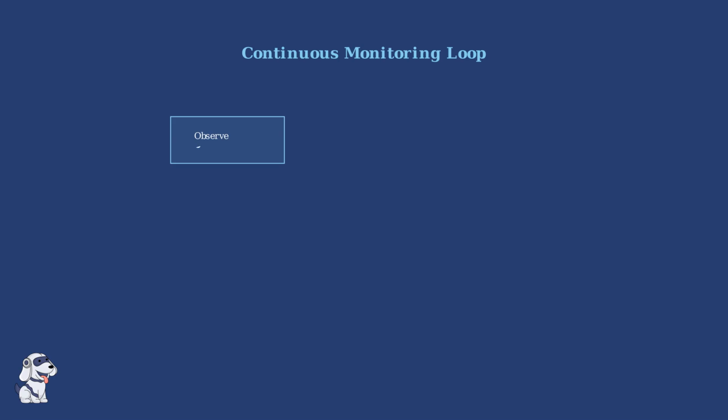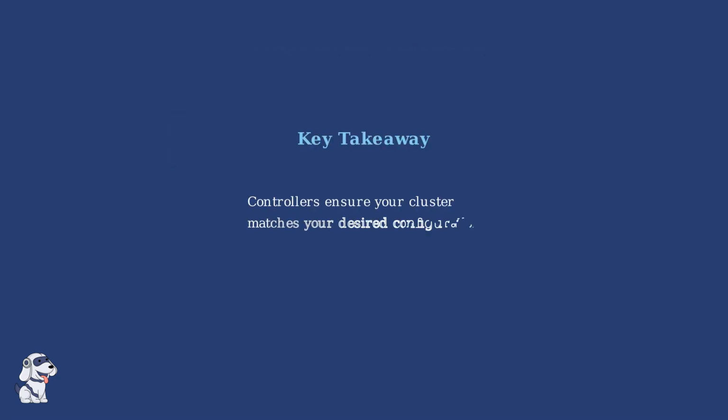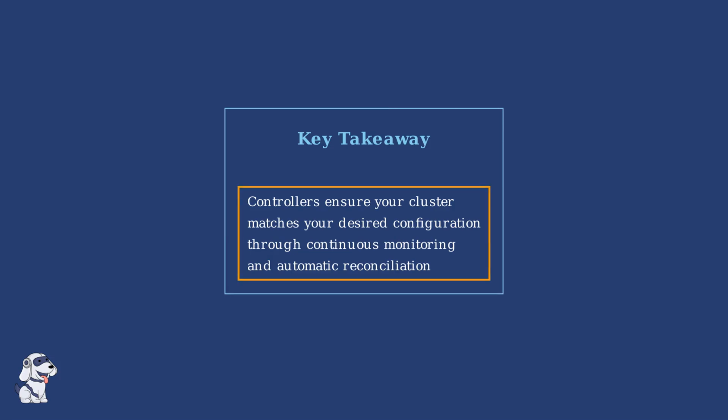This process never stops. Controllers run in a continuous loop. They observe the current state, compare it with the desired state, and take action when needed. This ensures your cluster always matches your configuration. The key takeaway is that controllers ensure your cluster matches your desired configuration through continuous monitoring and automatic reconciliation. They're the guardians that keep your Kubernetes cluster running exactly as you intended.